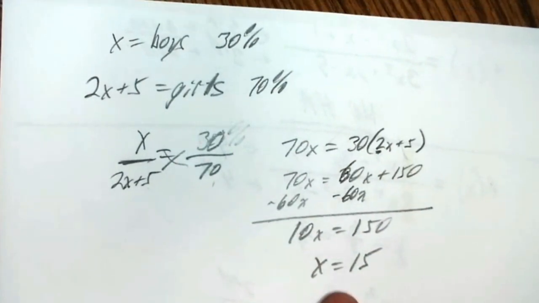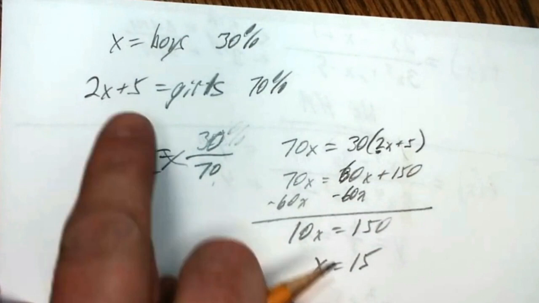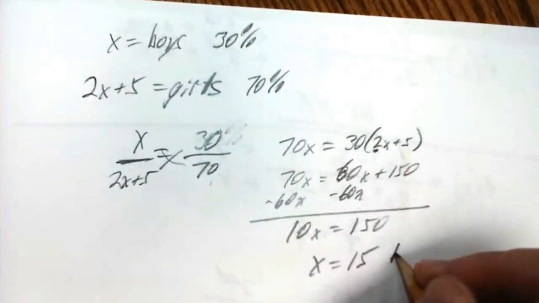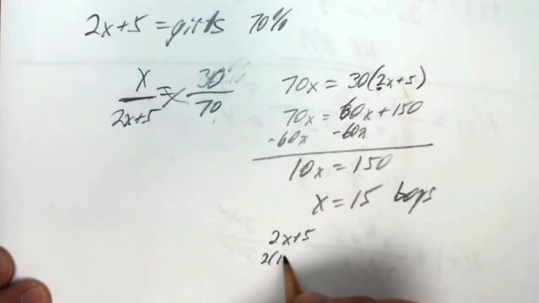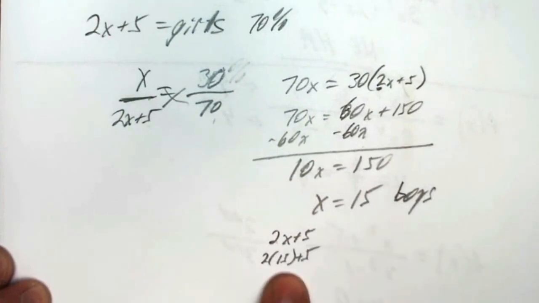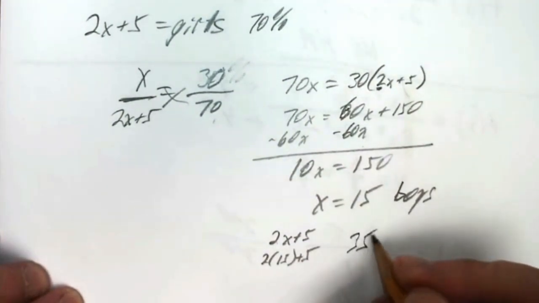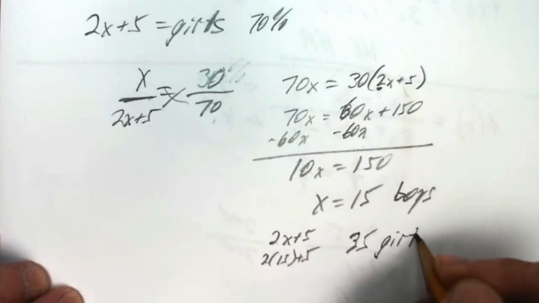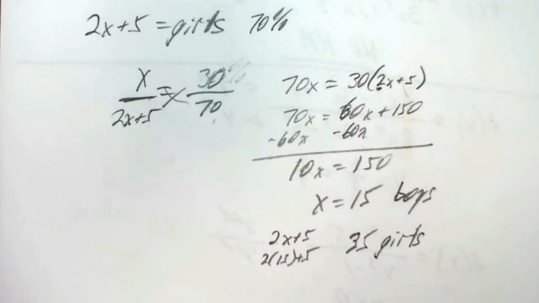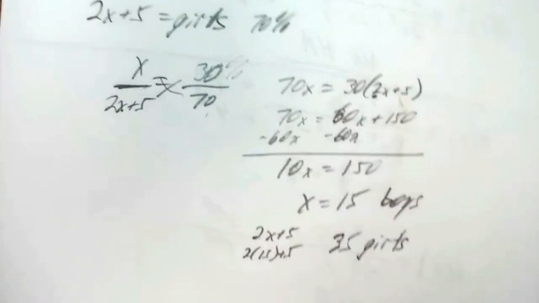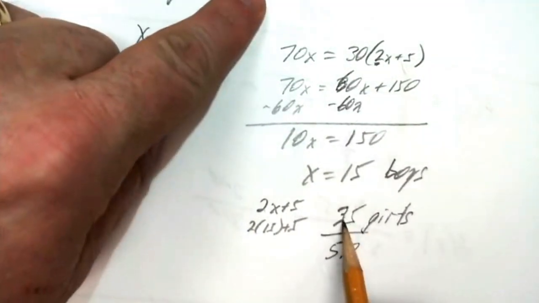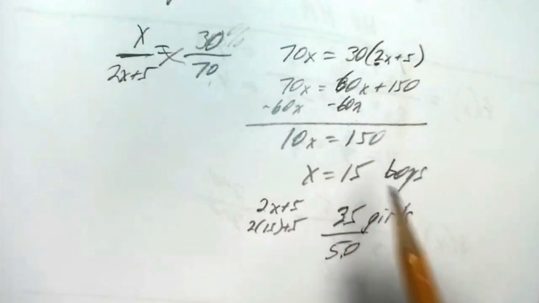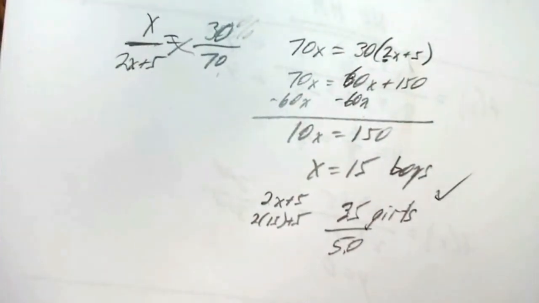So when we solved it, X equals 15. Does that work? Well, X was the boys. So 15 boys. And the girls were 2X plus 5. So 2 times 15 plus 5. 2 times 15 is 30 plus 5. 35 girls. Okay. Is that 70% to 30%? Add those together, there's 50. 50 times 70% is 35. 50 times 30% is 15. So when we check it, those work out.